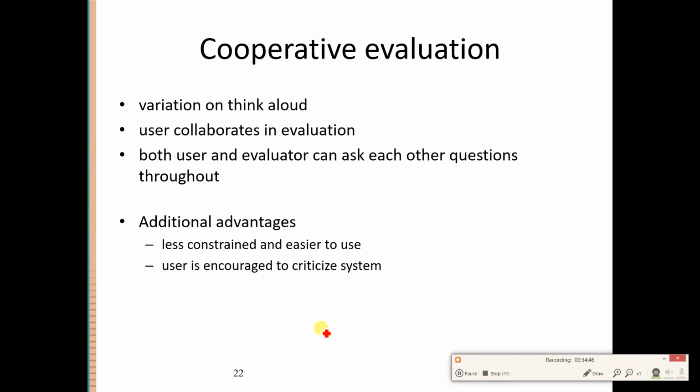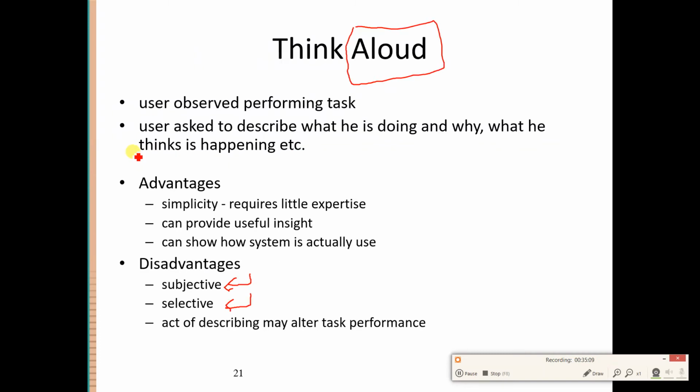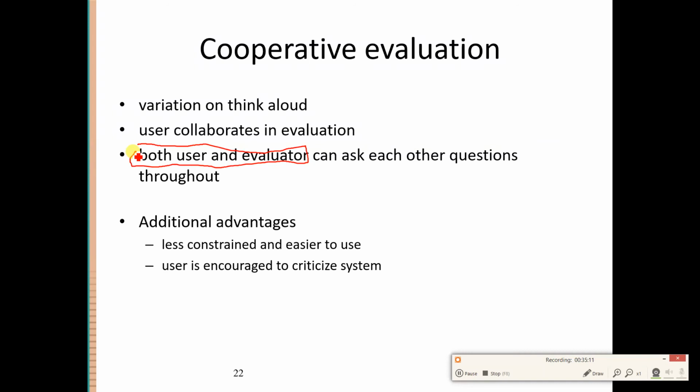The second type of evaluation is the cooperative evaluation. This is a kind of variation on think aloud. The user collaborates in the evaluation. Both the user and the evaluator can ask each other questions throughout. So in this evaluation, the user and the evaluator can talk and communicate. In the previous case, only the user is talking and the evaluator is just observing. But in cooperative evaluation, the user and the evaluator can cooperate and talk with each other.